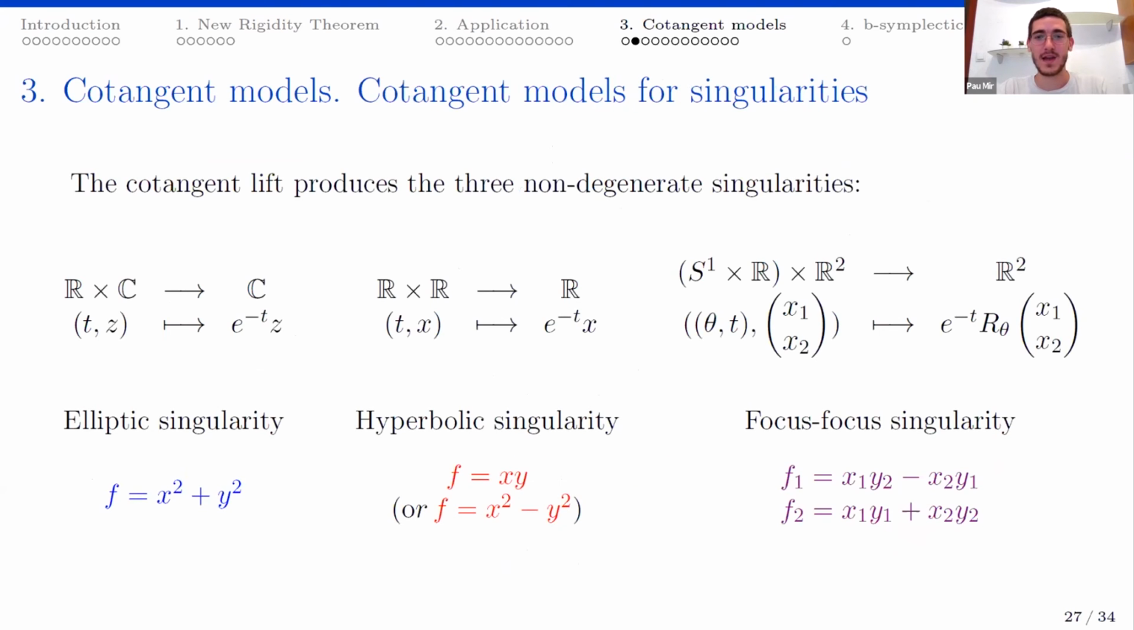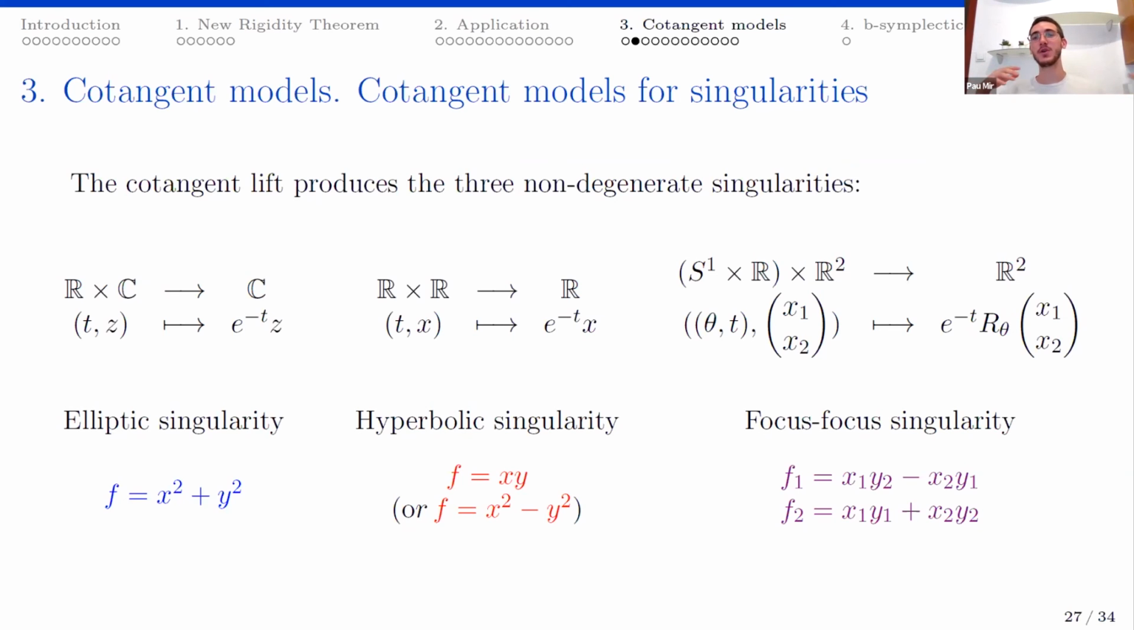I will show you briefly the other way around of this same cotangent leaf setting, which is that you can produce the three types of non-degenerate singularities through cotangent leaves.